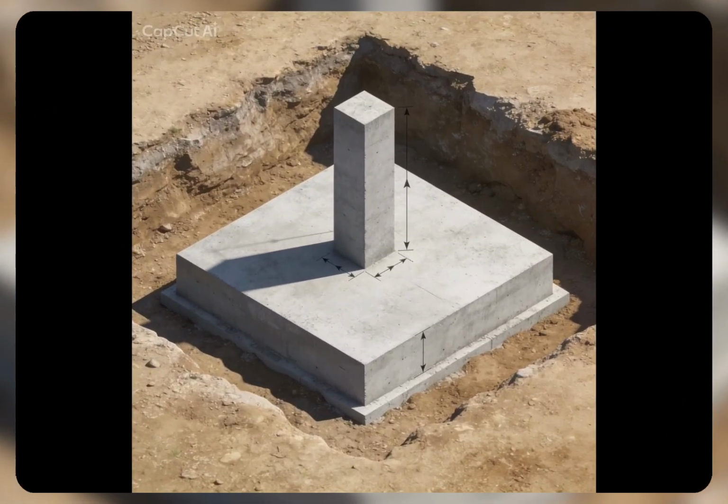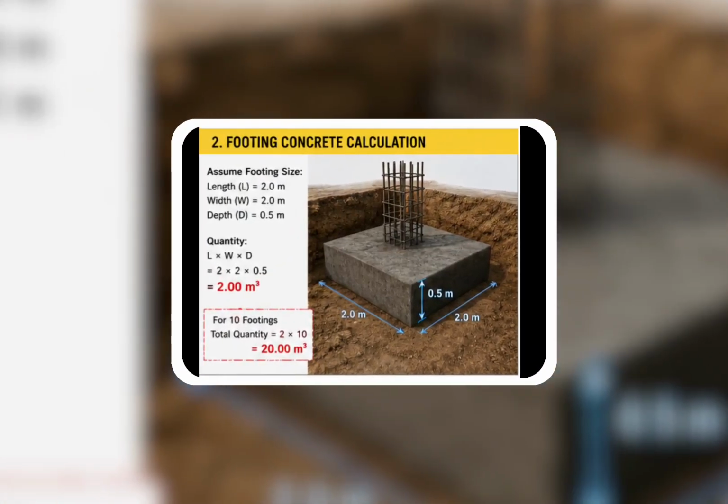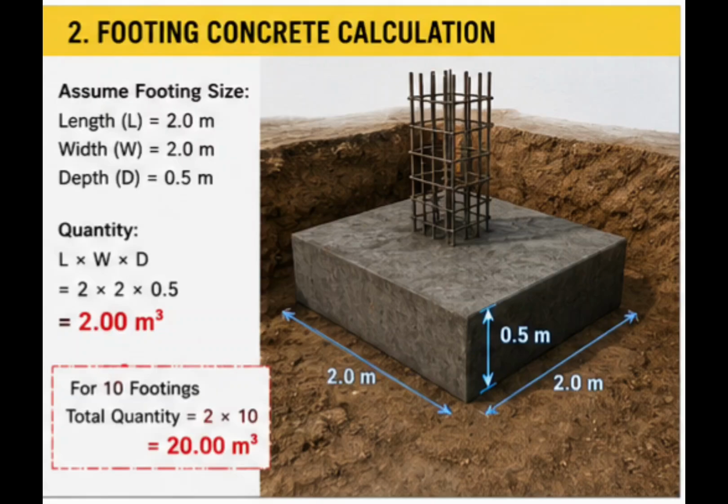Let's start with a footing. Suppose the footing has the following dimensions. Length equals 2 meters. Width equals 2 meters. Depth equals 0.5 meters. Now, multiply these values together. 2 times 2 times 0.5 equals 2 cubic meters. This means one footing requires 2 cubic meters of concrete.